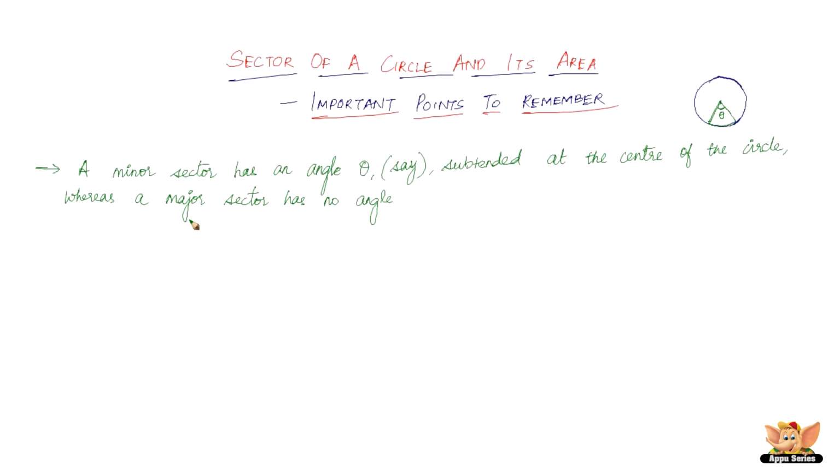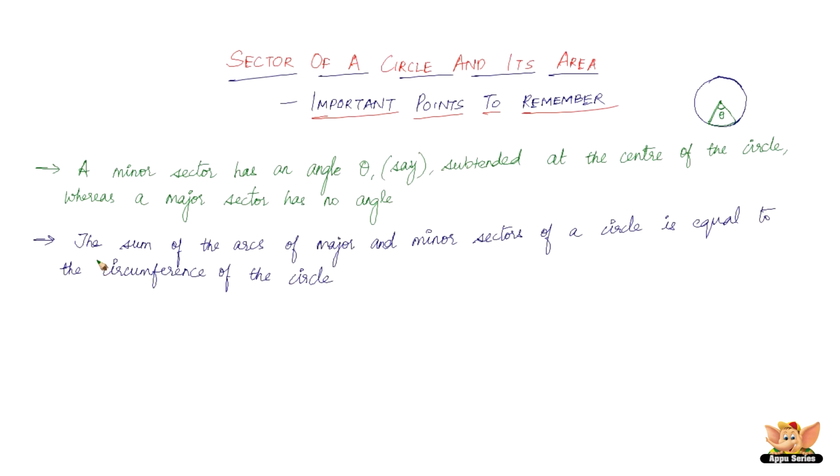That's what it says. So here we have another point which reads like this: the sum of the arcs of the major and the minor sectors of a circle is equal to the circumference of the circle. A very straightforward point here. So say, for example, this is the minor sector arc, right? Let's name this AB, and then let's have a dot here and name it C. So AB plus BCA is definitely the circumference of the circle.